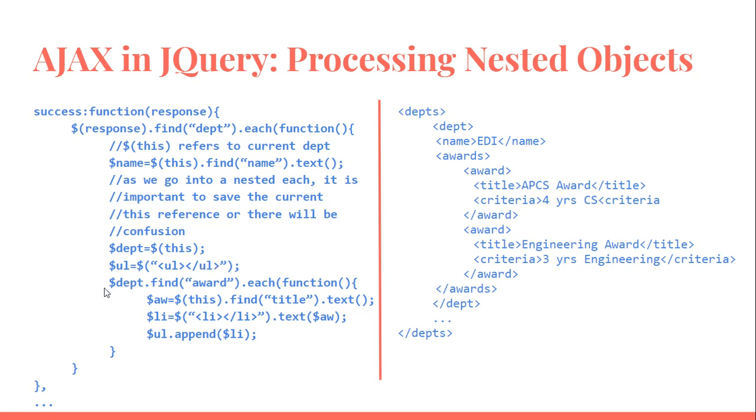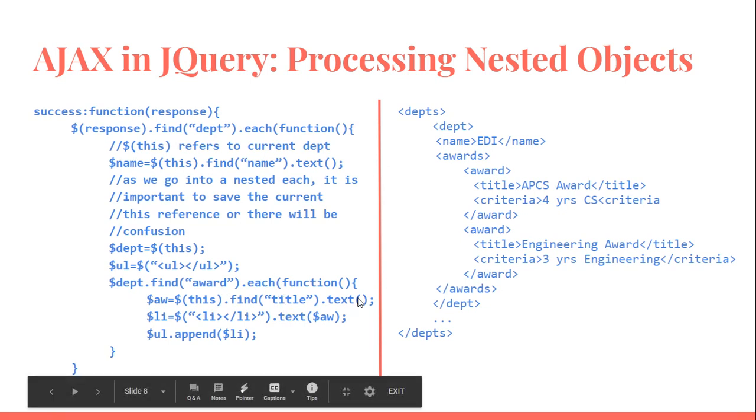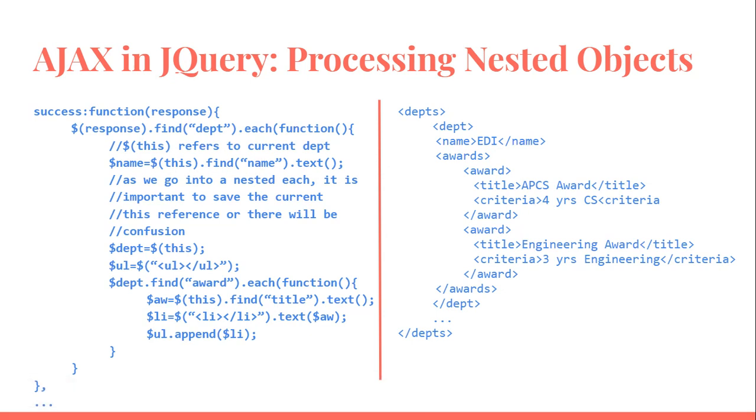Now, from the current department that I'm in, I'm going to find a list of all the award tags, and I'm going to cycle through them. And what I'm going to do is get the title of that award. I'm going to create an LI tag and push that in as text. And then I'm going to append that LI. And for as many departments as there are, and for each department, as many awards as there are, it's going to generate this list of information.